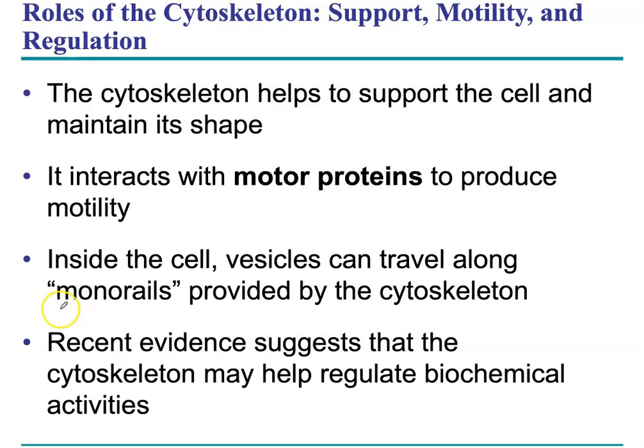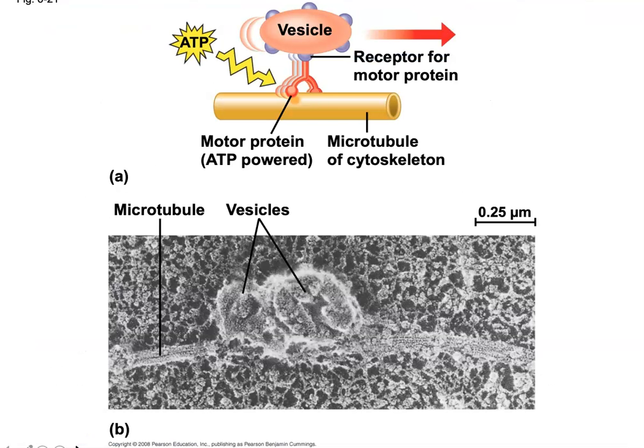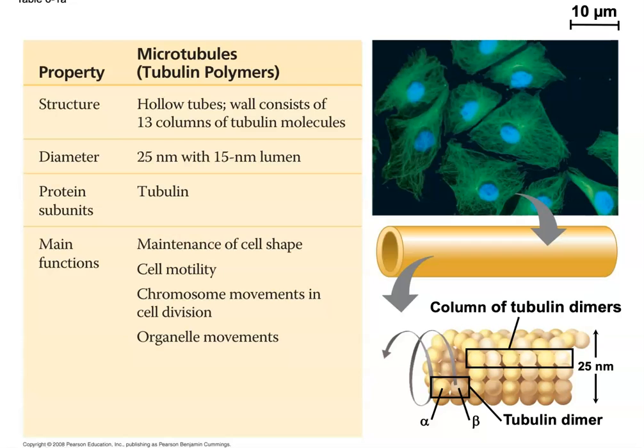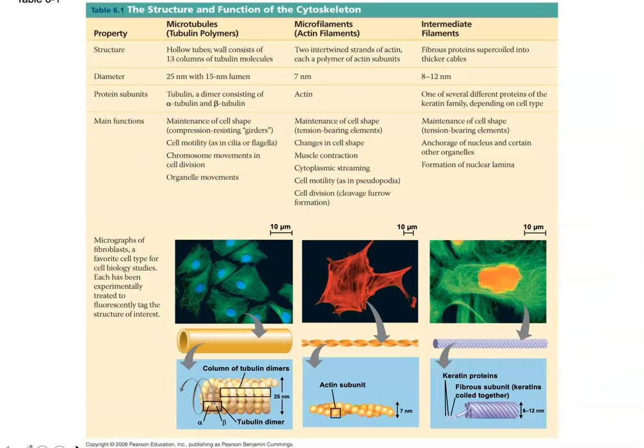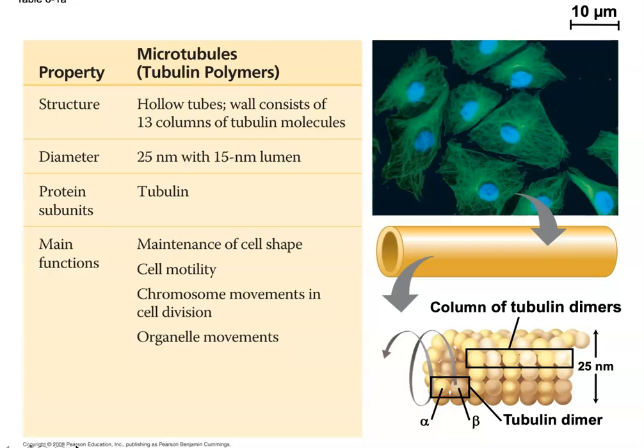This is what I meant when they said monorails. It kind of lays these railroad tracks. So let's look at microtubules as a piece. Microtubules are one of the most common types of part of the cytoskeleton. They are hollow tubes, and the monomers are called tubulins.